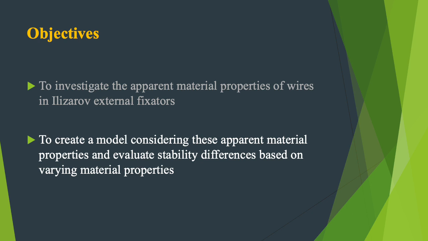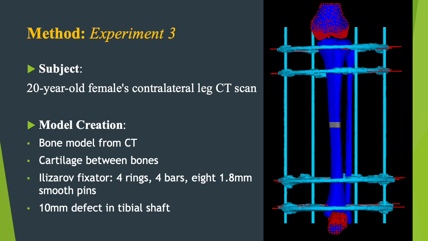Our next objective was to create a model considering these apparent material properties and evaluate stability differences based on varying material properties. We used a CT scan from the patient's contralateral leg to create our model, which included bone model from CT, cartilage between bones, Ilizarov fixator with 4 rings, 4 bars, and 8 1.8 mm smooth pins, and a 10 mm defect in the tibial shaft.